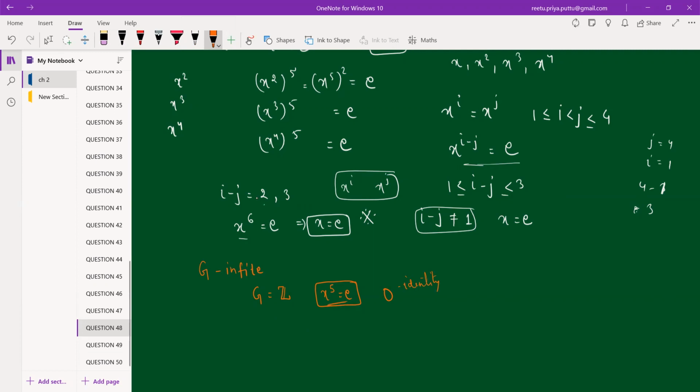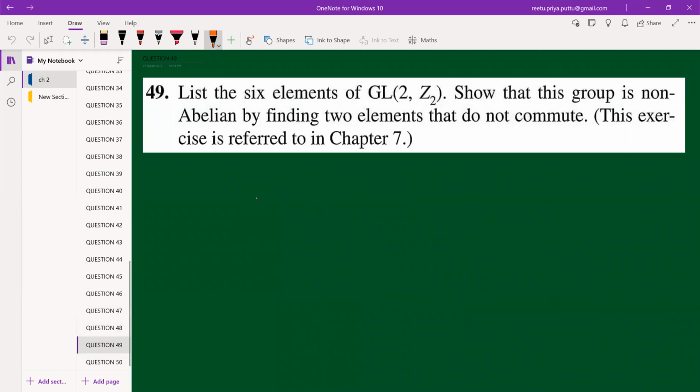But suppose we have a similar type of group such as Z5 cross Z5 cross Z5, and this goes on and on. Then we have infinitely many non-identity elements satisfying x to the power 5 equals identity, because we get 4 elements here, 4 elements here, 4 elements here, and it goes on. So 4 cross 4 cross 4 and so on. So I hope this is clear. Next, move on to question number 49.